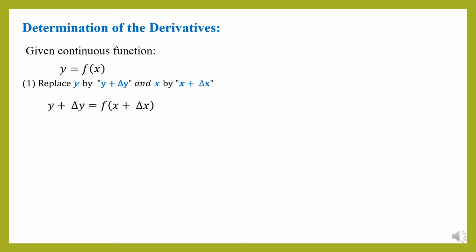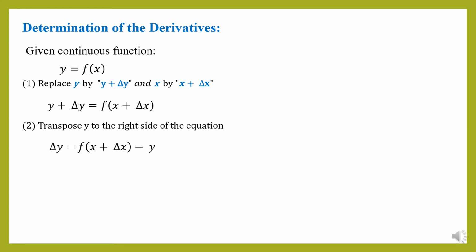Just transpose the value of y to the right side of the equation, so therefore we now have the value of increment of y, which is equal to f(x plus increment of x) minus y. And the third step is to solve the value of y in terms of x.